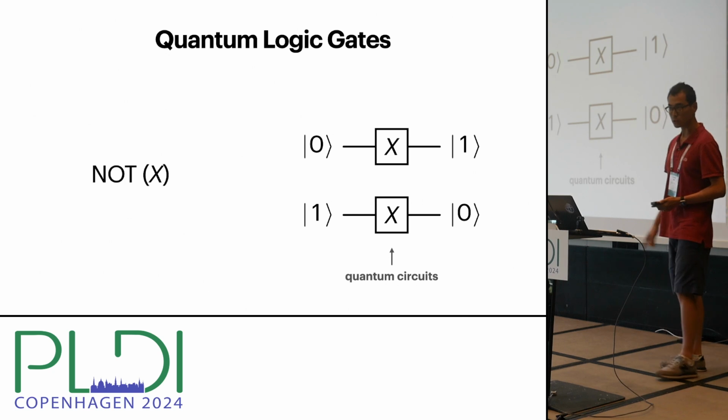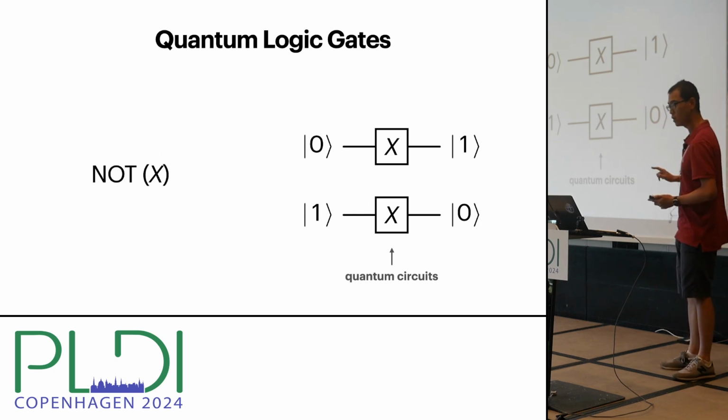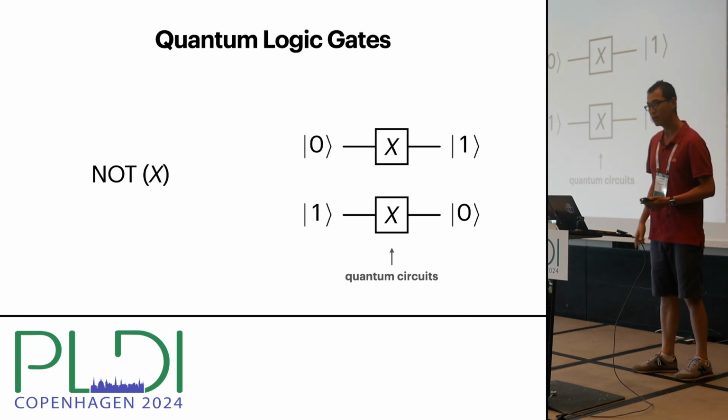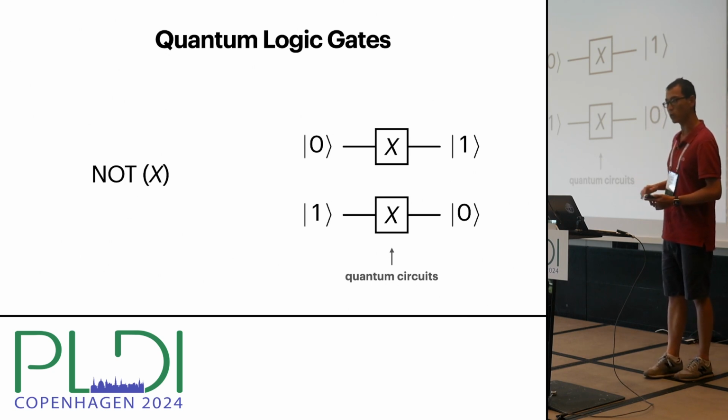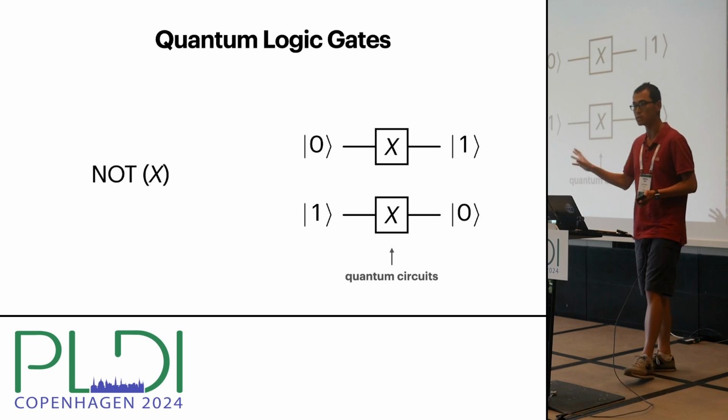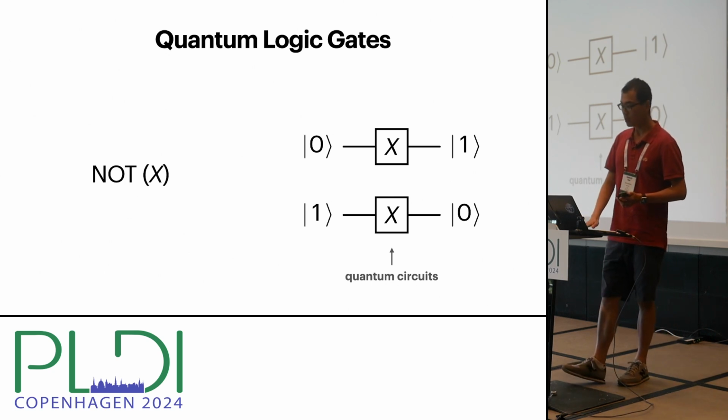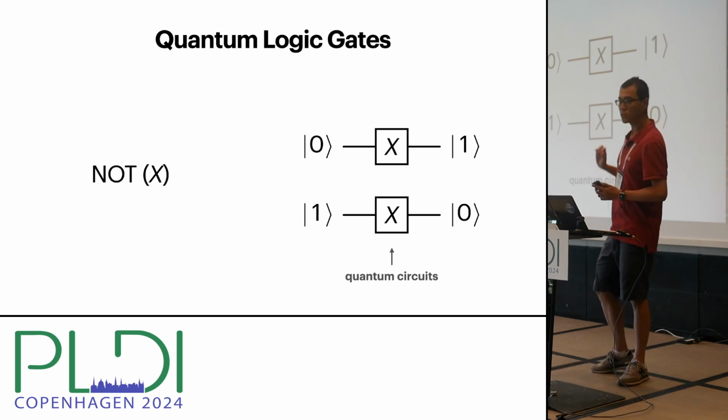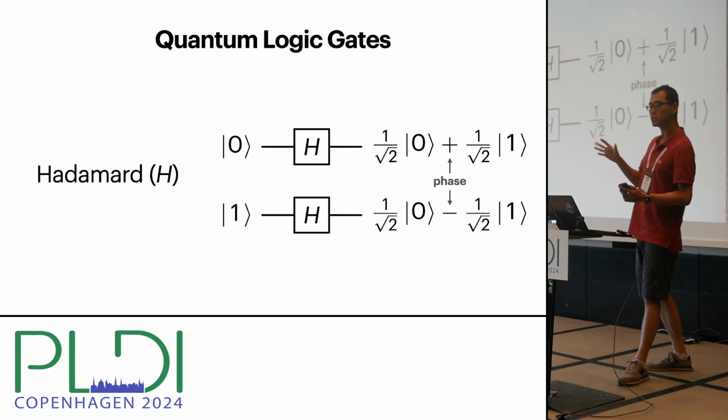denoted x, which will take a 0 qubit, flip it to 1, or take a 1 and flip it back to 0. We're going to be seeing a lot of these diagrams on the right here, which are called quantum circuits. They're just sequences of quantum logic gates. Now, apart from these classical logic constructions like NOT, you can also do interesting quantum logic.